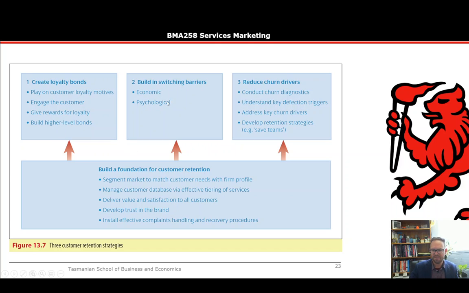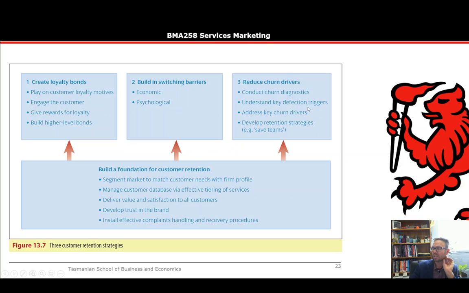So to leave, you have to pay exit costs and stuff like that. Talked about that. Psychological, so they've got relationships with your staff. And reduced churn drivers such as diagnostic analysis. When things are going wrong, if you're having service failure, you need to get that fixed as soon as possible.